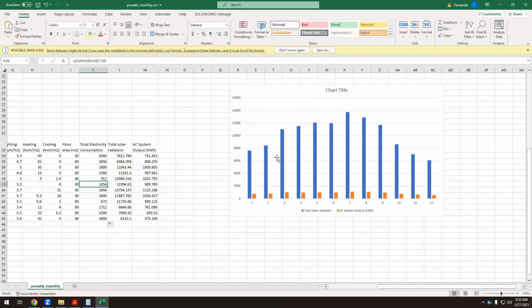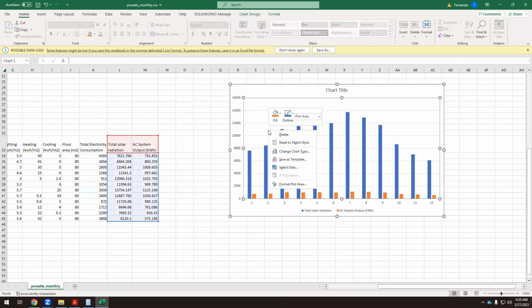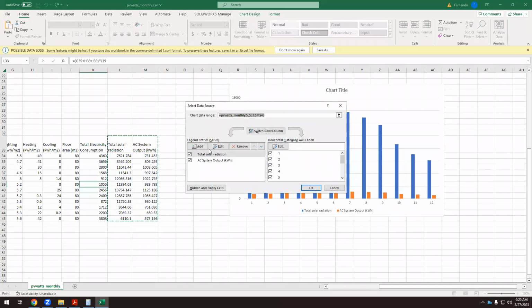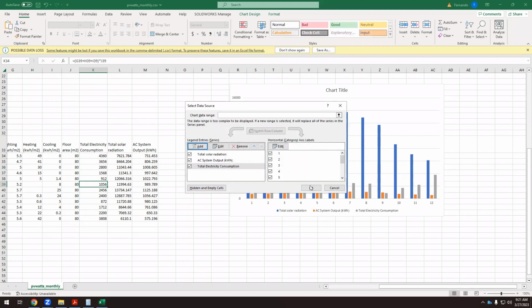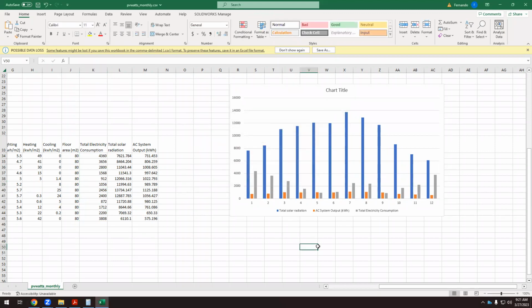But if I want to see that clearly, I have to do this. I can select data. I can add one more thing, the total. I will select this total energy consumption. And then here, I'm going to select all these values. And I click OK. And that gives me a good understanding of what I'm doing here. Okay, look at this. This is the energy that we consume. The sun is giving away much more energy than the energy that we consume in buildings.